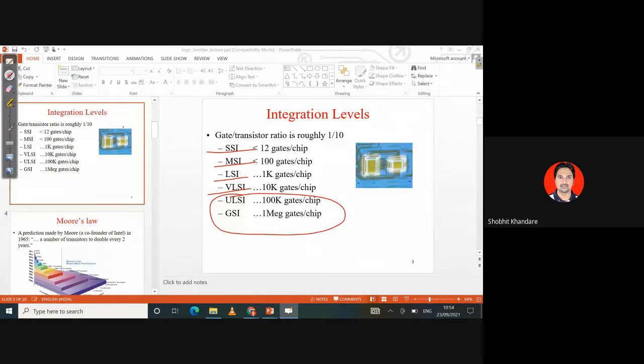Okay. Can you see here 100K gates per chip, 1 mega gates per chip. Okay, so ultra large scale, and this is a GSI. Okay, just find out the full form of GSI. So we have till VLSI only, but if you have to go more than the number of gates per chip, then you have ULSI and GSI. Okay, so these are also one additional part I have to tell you.